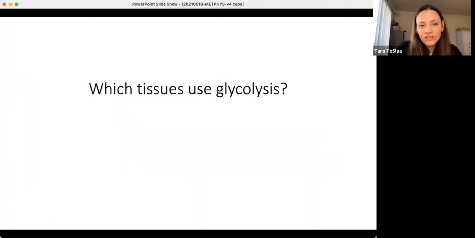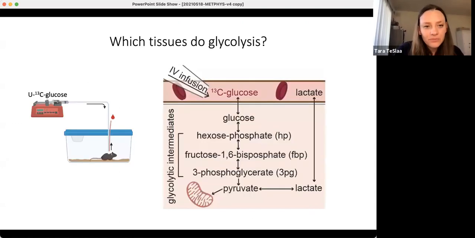So which tissues are actually doing this glycolysis? To do this, we collect tissues at the end of this infusion, and we had one simple idea in looking for glycolytic tissues, and that is that the glycolytic intermediates of glycolytic tissues should label from circulating glucose. And if this tissue is responsible for a lot of lactate production, then we would expect the labeling to be higher than that of circulating lactate.